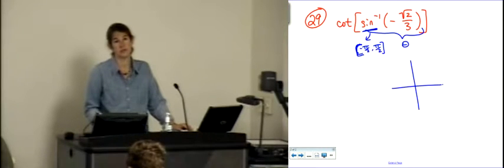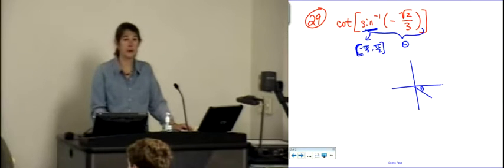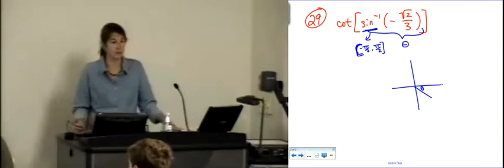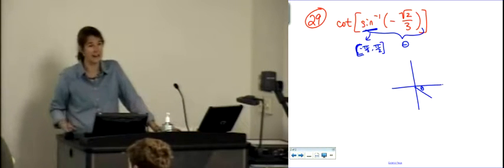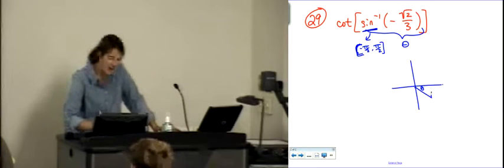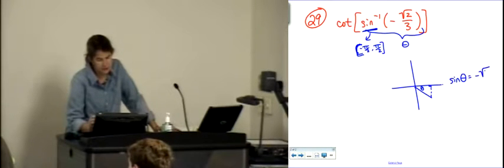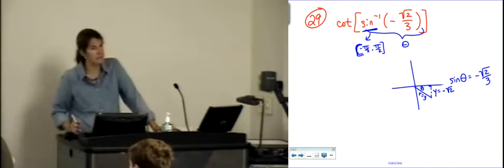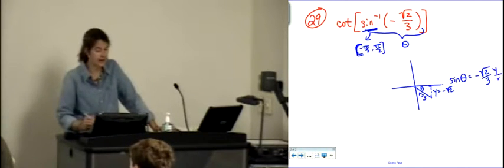Fourth quadrant, right? If it were positive, I'd draw it in the first. If it's negative, it's going to be in the fourth, because remember, I'm looking from negative pi halves to positive pi halves. So if we draw this in here, we know that the sine of theta is negative square root of 2 over 3, which tells me that y is negative square root of 2, r is 3, because y over r is the sine.